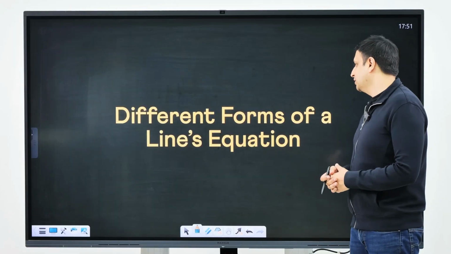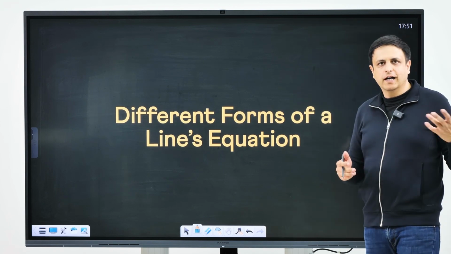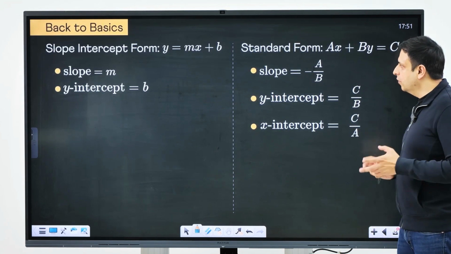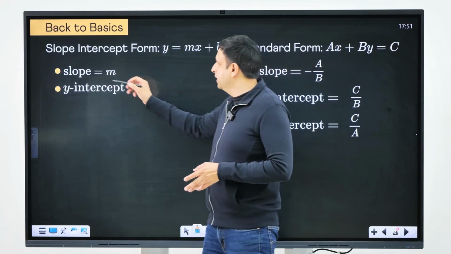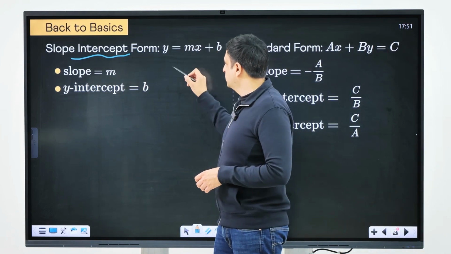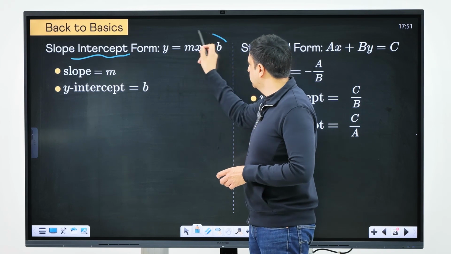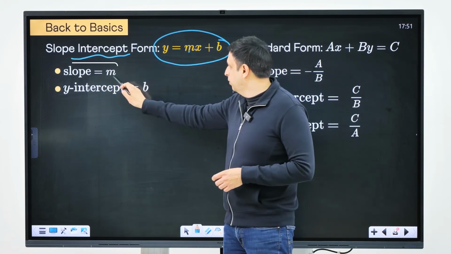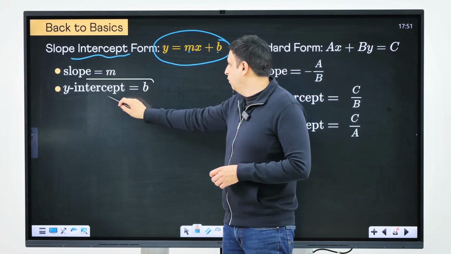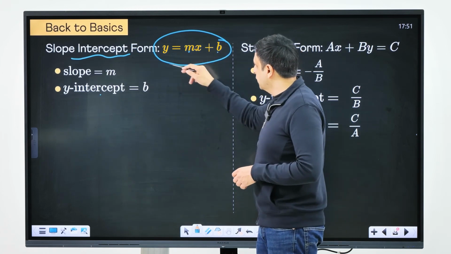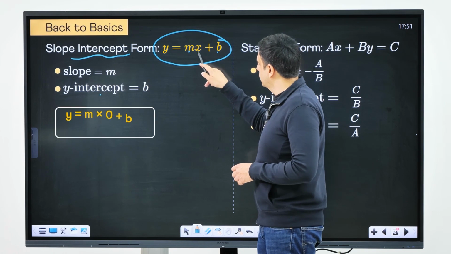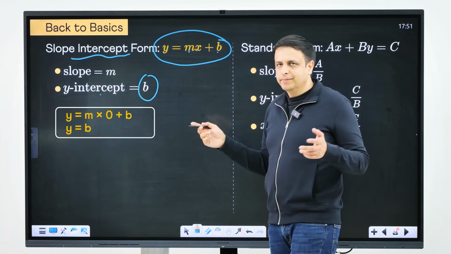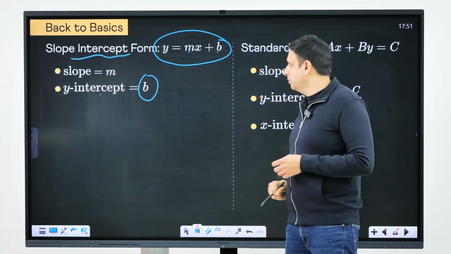Our next theme in this section is different forms of a line's equation. And typically on the SAT, you will see two forms of a line's equation. The most common one will be the slope-intercept form, in which the equation of the line will be written like this: y is equal to mx plus b, where m is the slope of the line and b is the y-intercept of the line. And you can actually verify that this makes sense. If you put x equal to 0, you get y equal to b, and therefore the y-intercept should indeed be b. Okay, so that's the slope-intercept form.